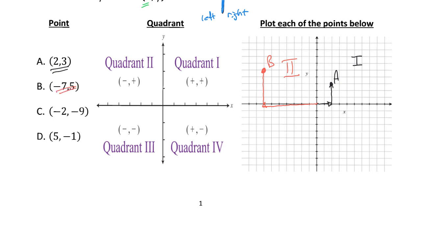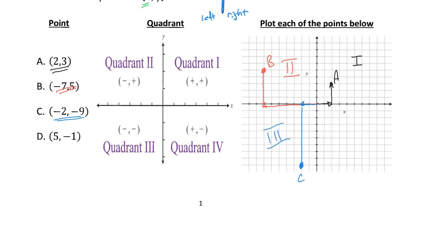Now point C, -2, -9. So again, I start on the origin, and I'm going to move 2 units in the negative x direction. So that's going to be 1, 2, to right here. And then I'm going to move 9 units in the negative y direction. So it's 1, 2, 3, 4, 5, 6, 7, 8, 9. So we're way down here. So here's point C right there. And this is in quadrant 3.